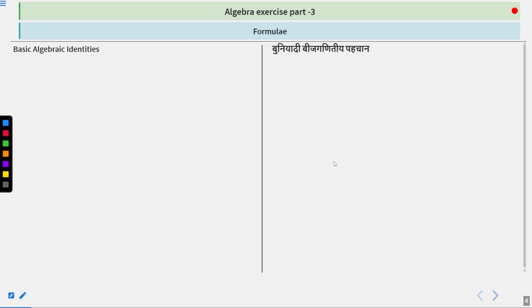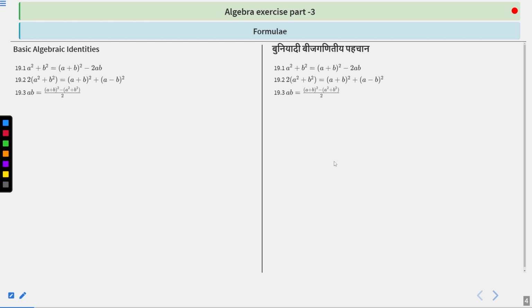Now these are the formulas which we are going to use while solving the questions. Basic algebraic identities. a square plus b square equal to (a plus b) whole square minus 2ab. Twice of (a square plus b square) is equal to (a plus b) whole square plus (a minus b) whole square. Then ab equal to [(a plus b) whole square minus (a square plus b square)] upon 2. a square minus b square equal to (a plus b) into (a minus b).